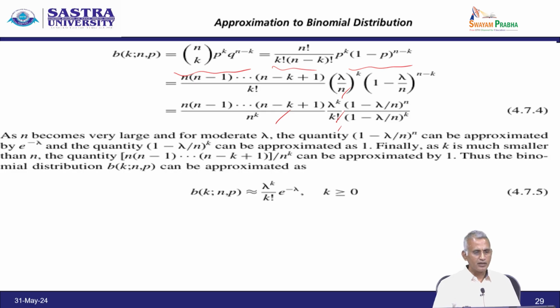So, if n becomes very large for moderate lambda, the quantity (1 minus lambda by n) whole power n can be approximated by e power minus lambda. Therefore, the quantity (1 minus lambda by n) whole power k can be approximated as 1. So, finally, if k is much smaller than n, the quantity n into (n minus 1) into (n minus k plus 1) by n power k can be approximated by 1. So, thus the binomial distribution can be approximated as b(k; n, p) approximately equal to lambda power k by k factorial into e power minus lambda, where k is positive.